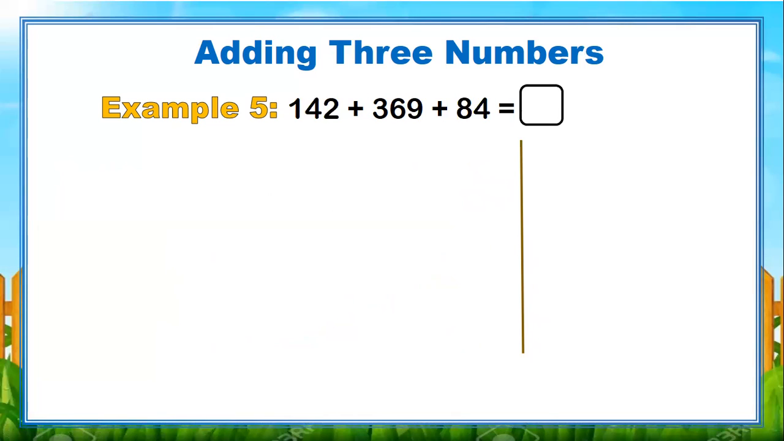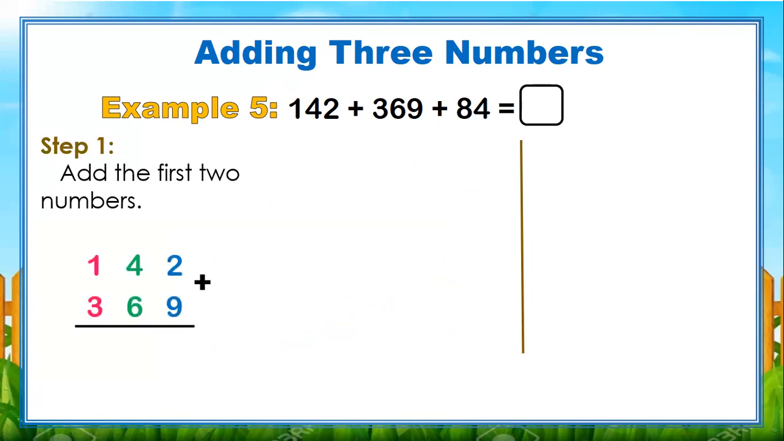So let us have another example of adding 3 numbers. So here we have 142 plus 369 plus 84. Again, the first step is we need to add the first 2 numbers. So 142 plus 369.